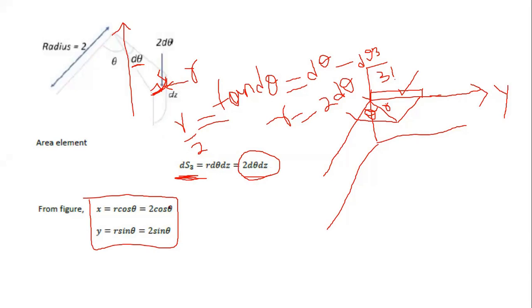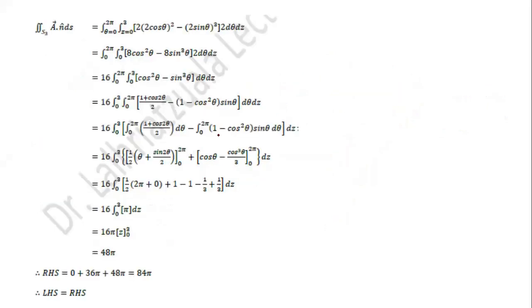Okay. So instead of ds3, we will write 2 d theta dz. Instead of x, we will write 2 cos theta. Instead of y, we will write 2 sin theta. So following that, you can perform this integration. That was like your a dot n was 2x squared minus y cubed. So instead of x, 2 cos theta; instead of y, 2 sin theta; instead of ds3, you are writing 2 d theta dz.